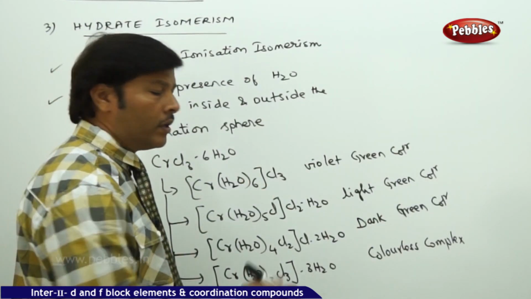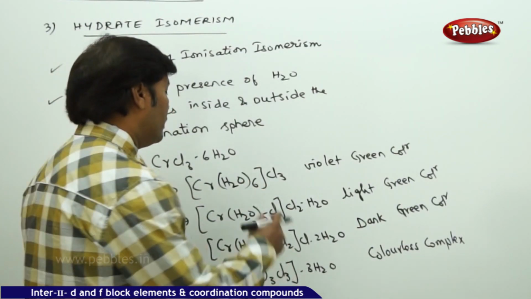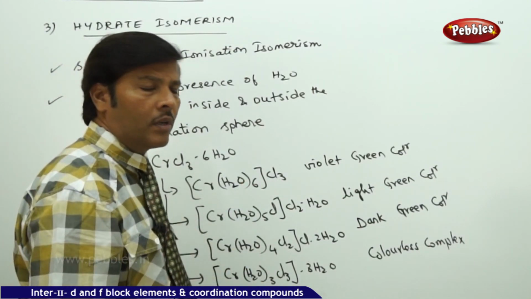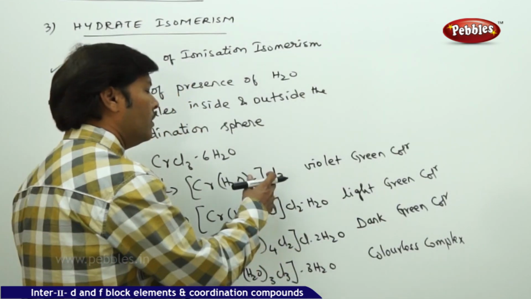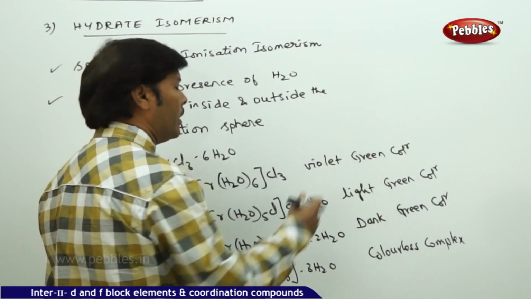So what you are noticing here is that there is an adjustment of the water molecules as ligands within the coordination sphere and outside the coordination sphere. In the first complex, we have all the 3 chloro groups outside the coordination sphere acting as primary valencies. So therefore three Cl minus ions are going to give violet green color.